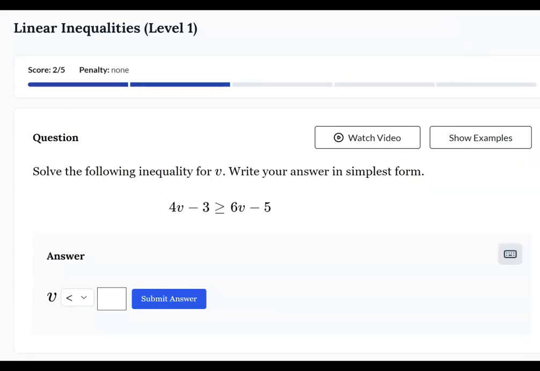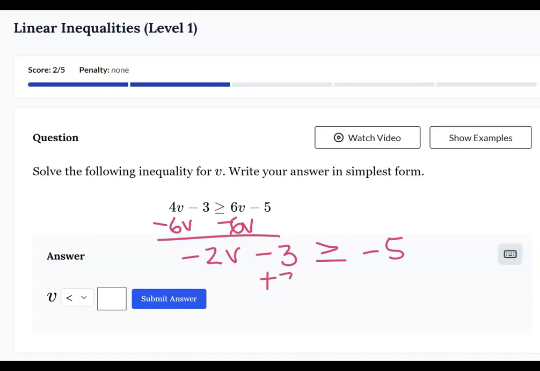Now, I tend to like my variables on the left, and I prefer that because the answer has the variables on the left. So I'm going to subtract 6v from both sides here, giving me negative 2v minus 3 is greater than or equal to negative 5. I'm going to add 3 to both sides, giving me negative 2v is greater than or equal to negative 2.